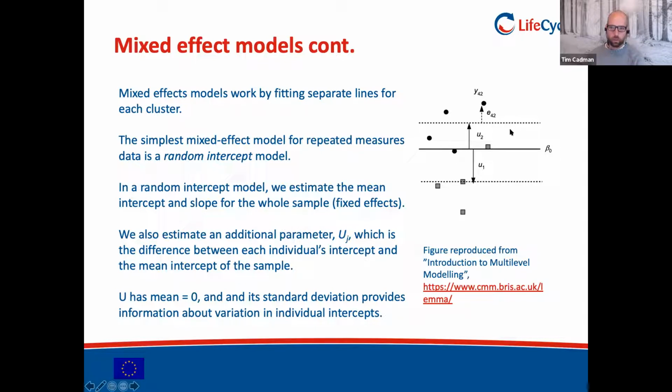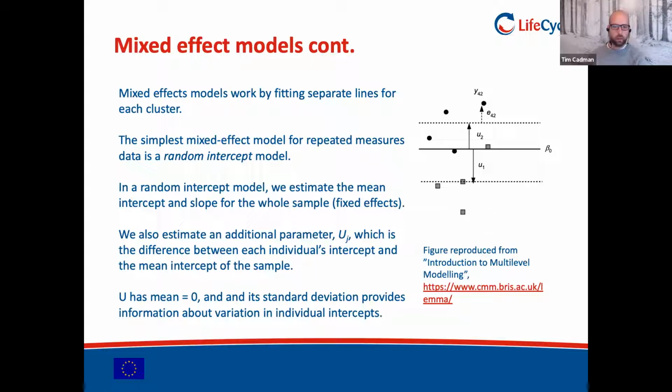So let me try and unpack what you've got here on the right. The beta 0 would be your average line, your average intercept for the whole sample. But you also are predicting these separate lines, the top dotted line and the bottom dotted line. This would be an example if you only had 2 subjects in your study. So you're predicting a separate line for each individual, as well as the mean line for the whole sample.